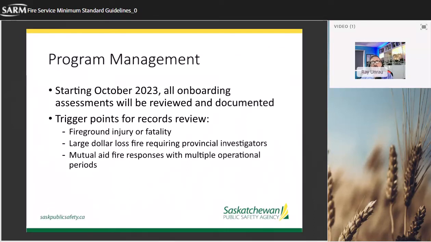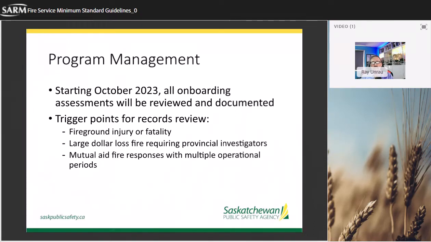Right now, we would send a fire investigator to a community if there's an injury or a fatality. We would also send one if there's a large dollar loss to the structures in your community. Those two things automatically trigger a fire investigator from the SPSA to come alongside your investigators or to do the investigation themselves and provide you with the information.